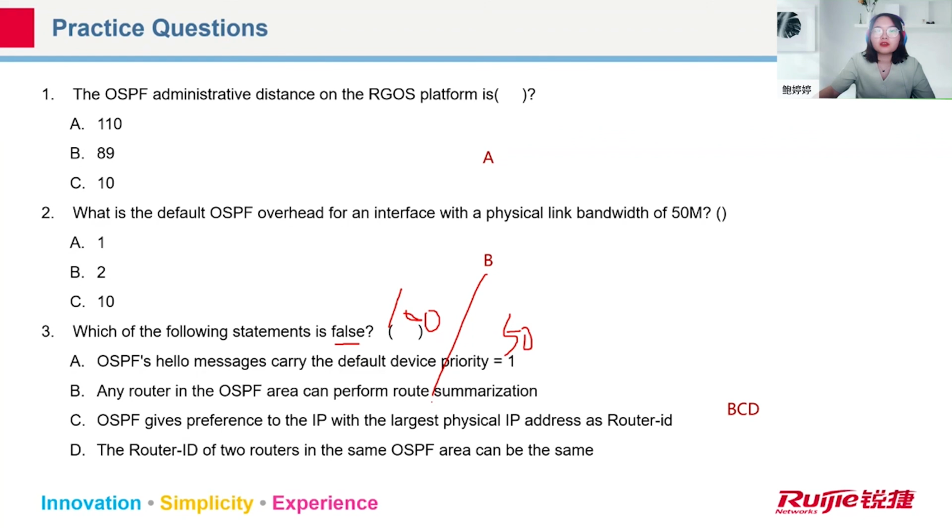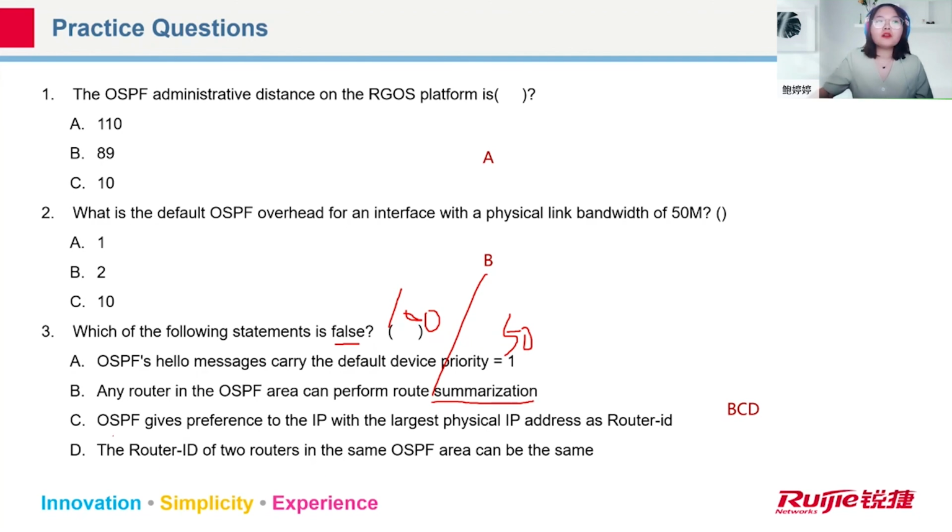The second one is false. Any router can do the summarization? No. Pay attention. We didn't talk about this part on the topology. In the presentation, only ABR and ASBR can do the route summarization, and the configuration is different. So I only explain option B, okay? Not every OSPF router can do the route aggregation. Only ABR and ASBR can do it, because they can create different types of LSA.